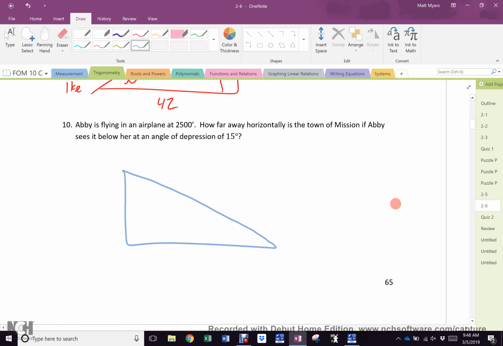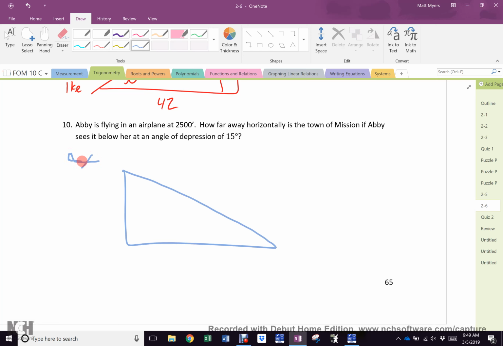It's not complicated. Abby is flying in an airplane at 2,500 feet. Where are airplanes? In the sky or on the ground? Up in the sky. So here's Abby up here in her plane. Agreed? How tall? How far up in the air is she?